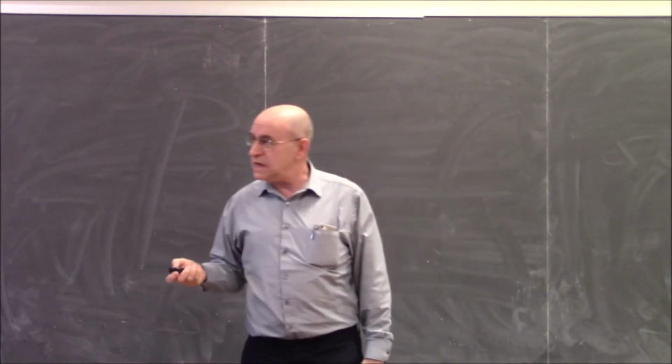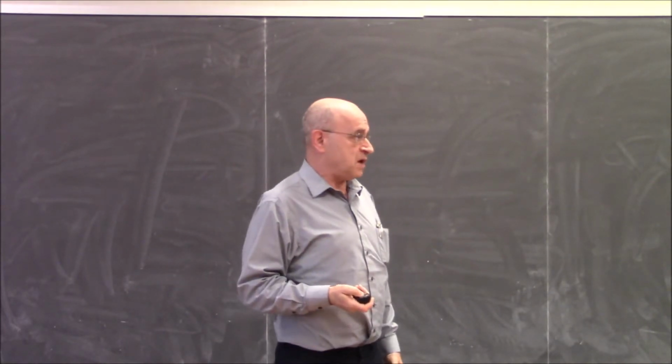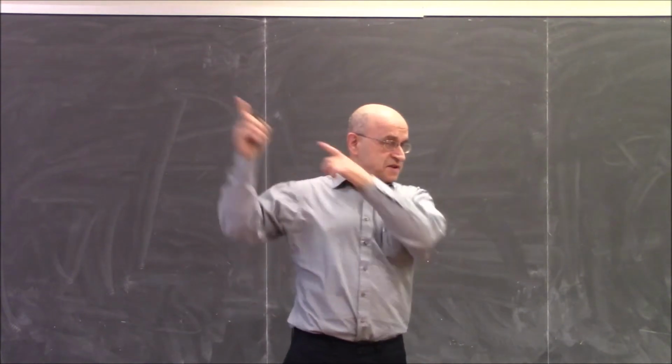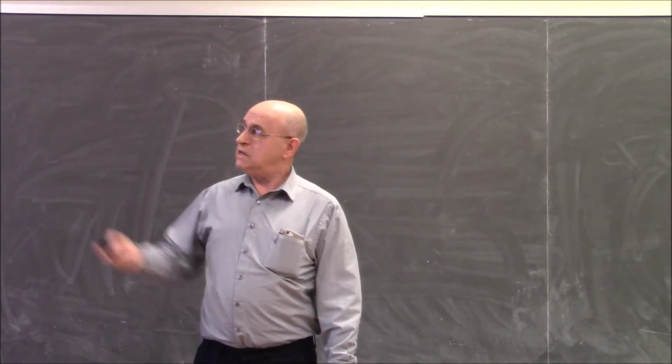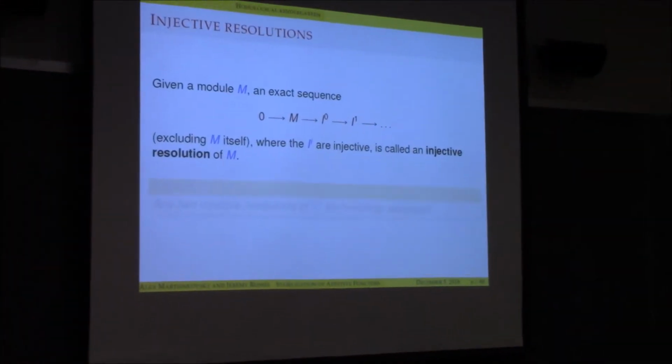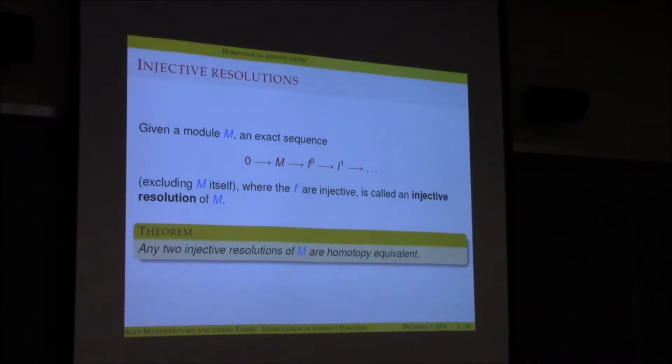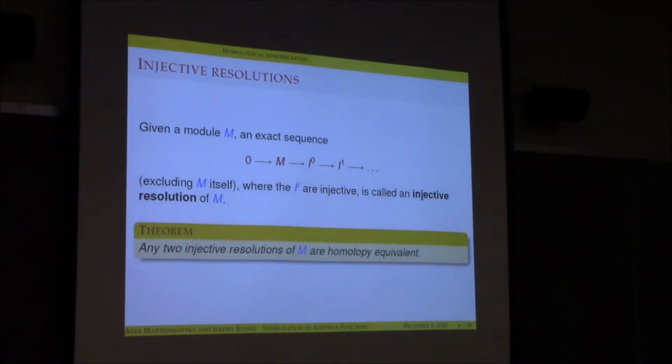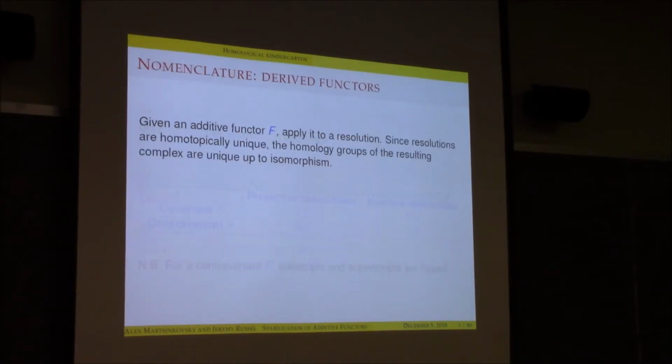And a similar argument applies when you take injective resolutions, if you have enough injectives. Just go to the other side, erase the module M, and that is called an injective resolution of the module. Again, any two injective resolutions are homotopy equivalent, so you can play the same game. Apply an additive functor to a resolution, take the homology groups, and you've got your derived functors. Any questions so far?